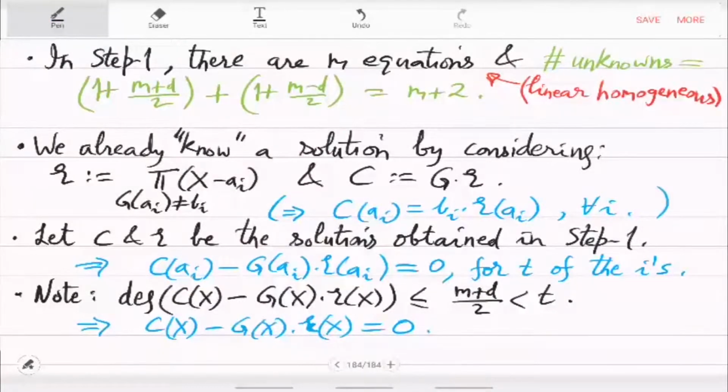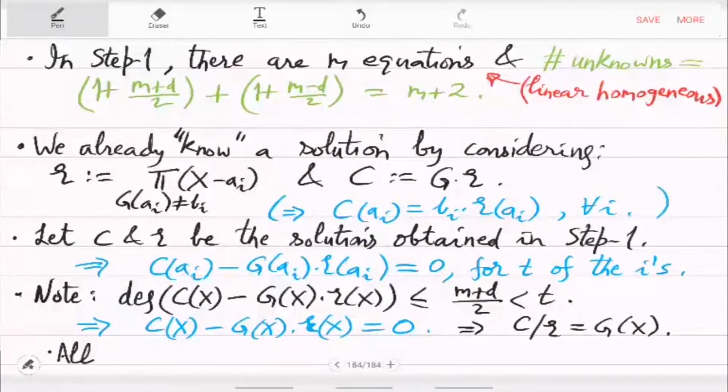And so this is the proof. This finishes the proof. This is the reason why no matter what C and E you get in step 1, C by E is always G, and that is what you output in step 2.